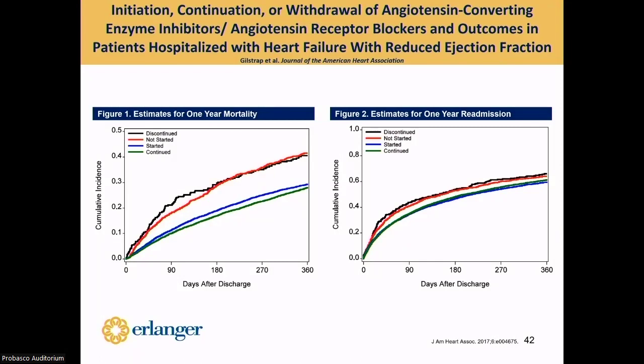And then to the right, figure 2 estimates our 1-year readmission. While there's still an effect size between the patients who were discontinued or not started on these ACEs and ARBs, there is still a difference between that and our patients who were started or continued.